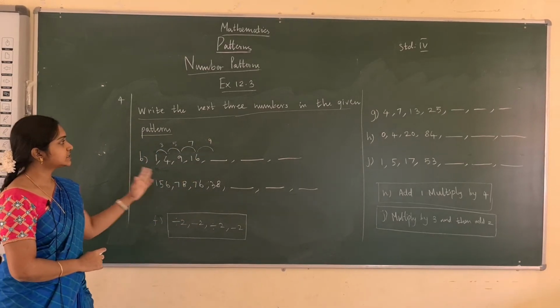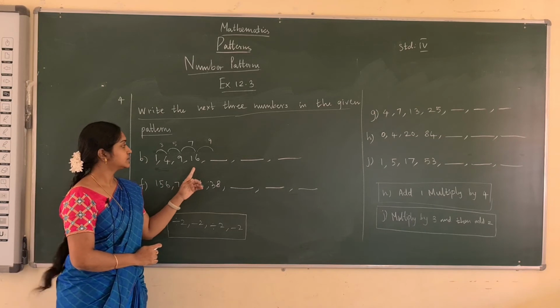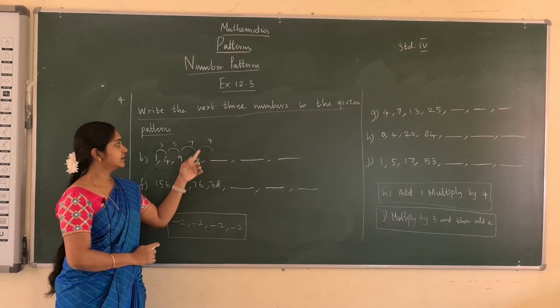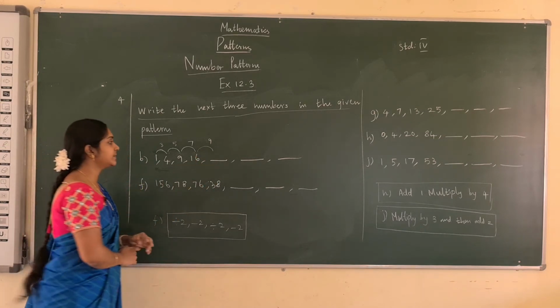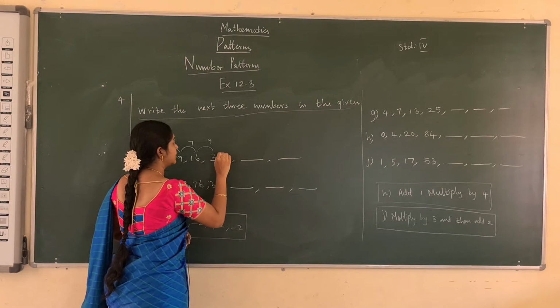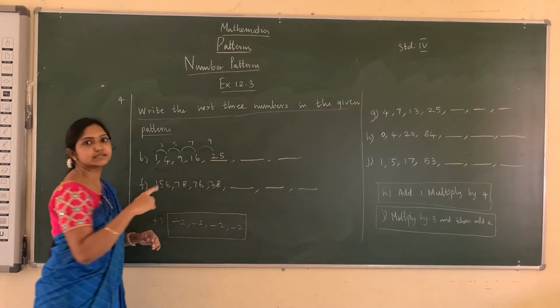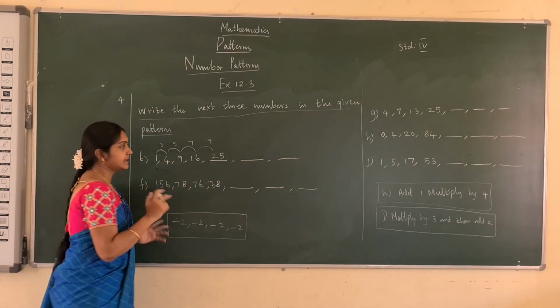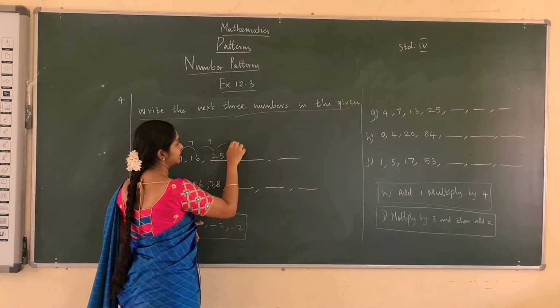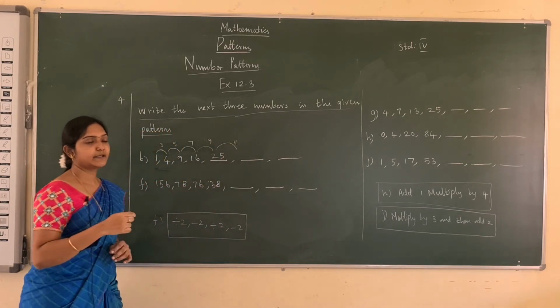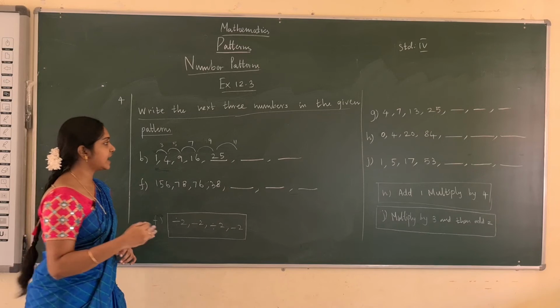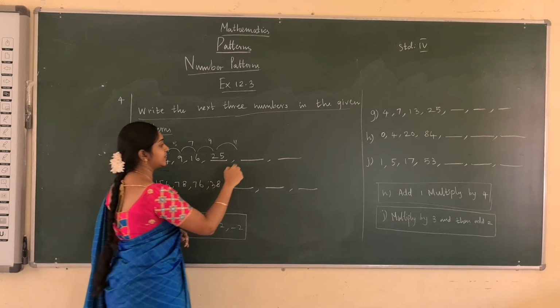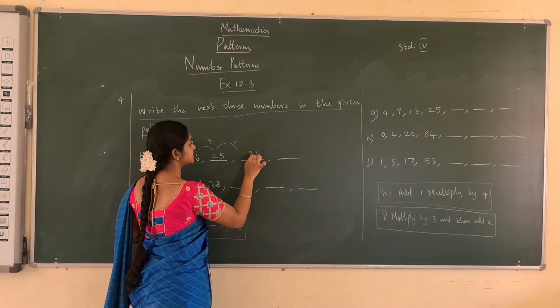So the next odd number is 9. So we have to add 9 to 16. So it will be 25. 25 minus 16 is 9, so the order is correct. Next we have to add 11. The next odd number is 11. So we have to add 11 to 25. So it is 36.